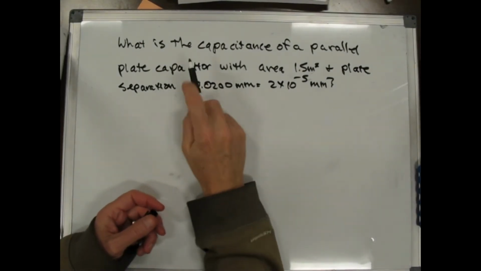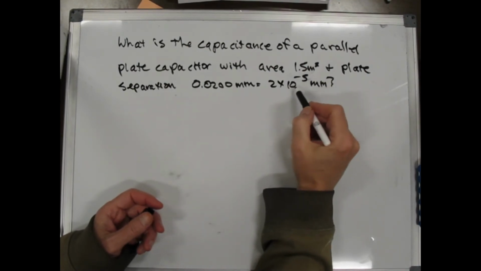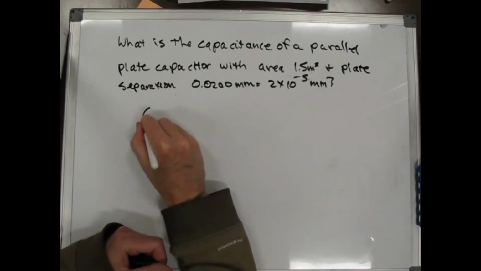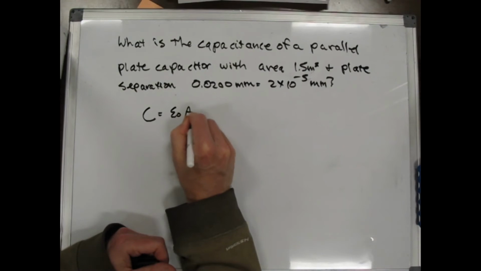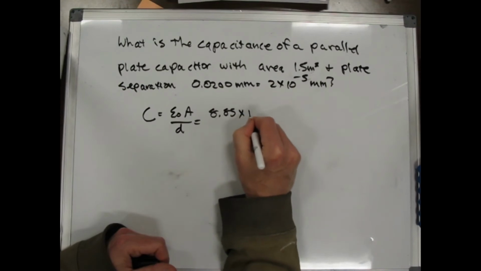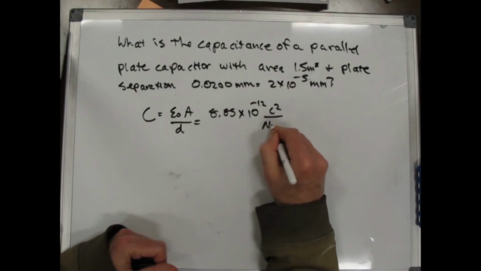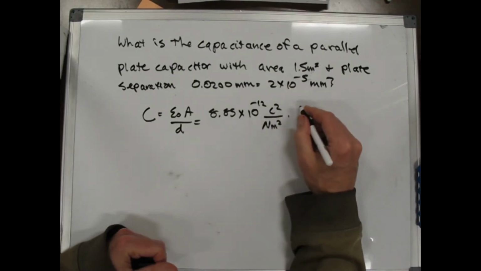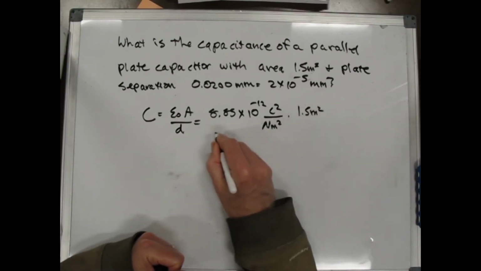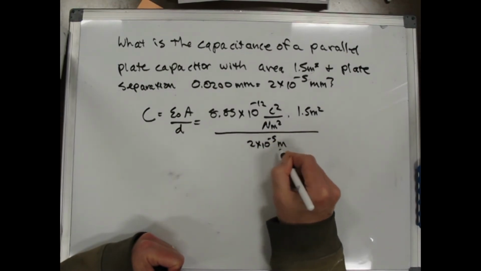So in this problem it asks, what is the capacitance of a parallel plate capacitor with an area of 1.5 square meters, with a plate separation of 2/100ths of a millimeter? And so we just say the capacitance is epsilon naught A over D. That's 8.85 times 10 to the minus 12th Coulomb squared over Newton meter squared times the area, which is 1.5 meters squared, divided by the plate separation, which is 2 times 10 to the minus 5th meters.